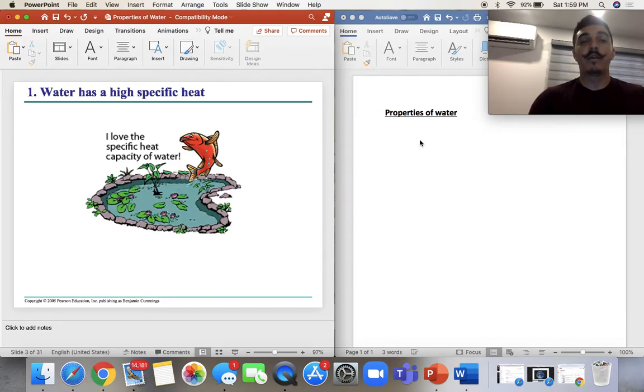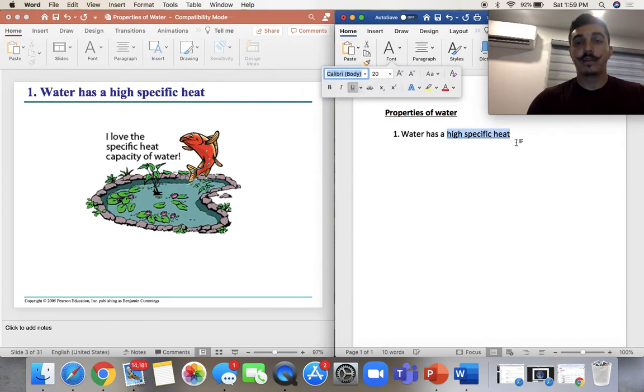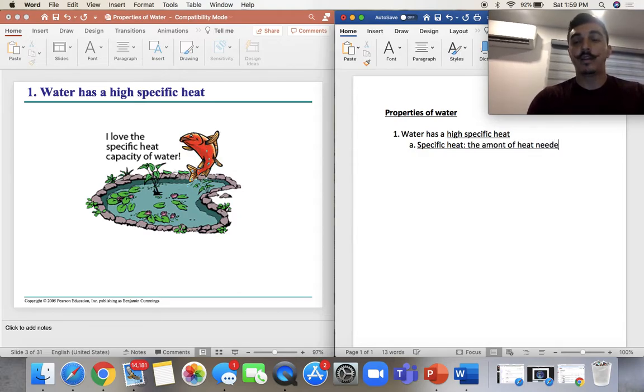Now, let's talk about the first property of water. Water has a high specific heat. I'm going to underline this. Important. Okay, so what's specific heat? Specific heat is the amount of heat needed to raise the temperature 1 degree.